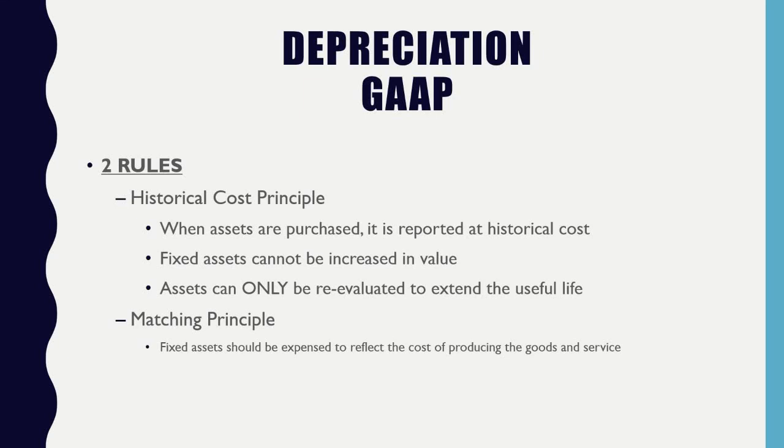If we purchase a $10,000 machine, you can assume that at the end of its life, which we'll talk about soon, its value had better be zero. And then your depreciation expense should reflect exactly $10,000. Okay? So the matching principle plays a huge role in this exact one.